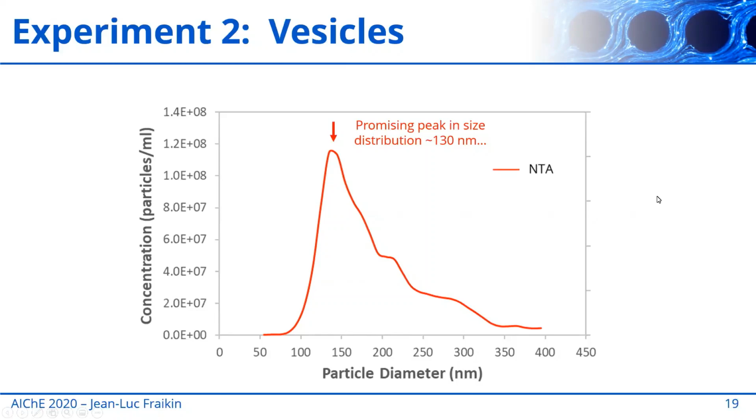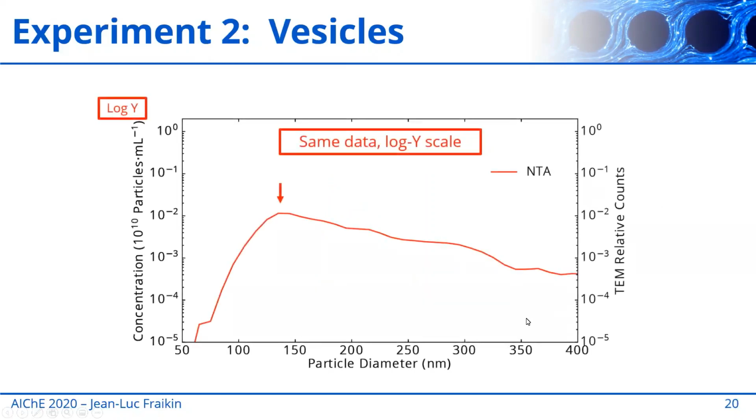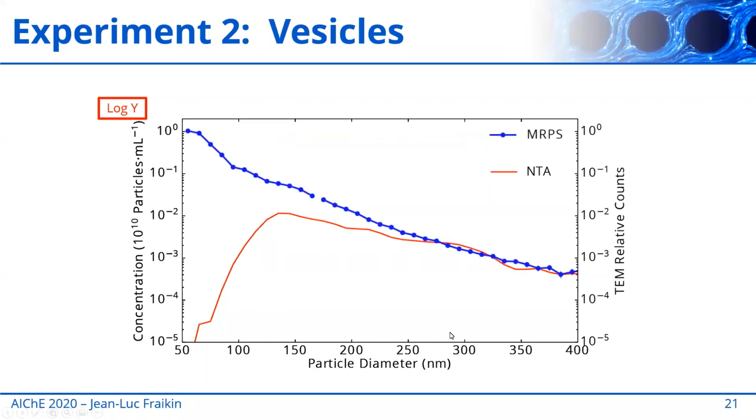Let's look at this sample in some other ways using orthogonal techniques. First, I'm going to replot this data on a log scale. This is the exact same data as before, but now we've got a log Y scale. So the peak is still at 130 nanometers, but it's flattened out a little bit. Now let's use some orthogonal measurements to compare. First with MRPS, here's what we see.